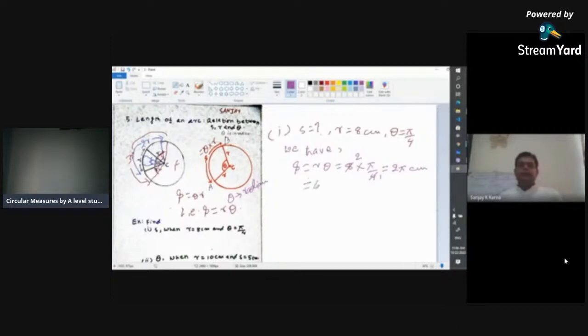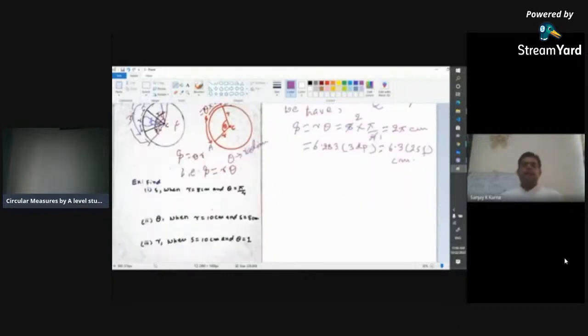So this is 6.283 up to 3 decimal places. You can also convert that into 1 decimal place, or up to 2 significant figures. So you can write 6.3 up to 2 significant figures, and the unit will be the centimeter itself, because this is also length.